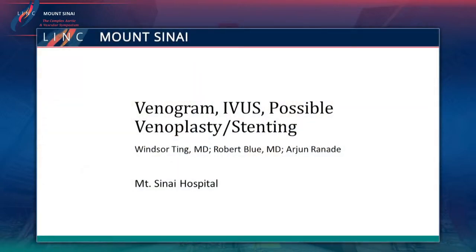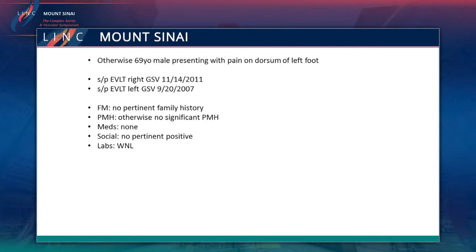Sure. So I just have a few slides. This is a case for venogram, IVUS, and likely venoplasty and stenting. Next slide. This is a 69-year-old male who presented with a history of venous insufficiency in the past. In 2011, he was treated on the right with greater saphenous vein ablation, and then on the left in 2007, sorry, prior to that. No other significant history.